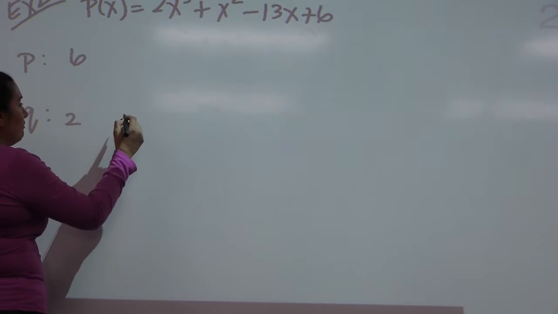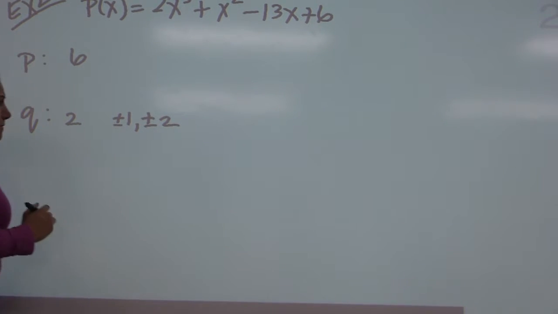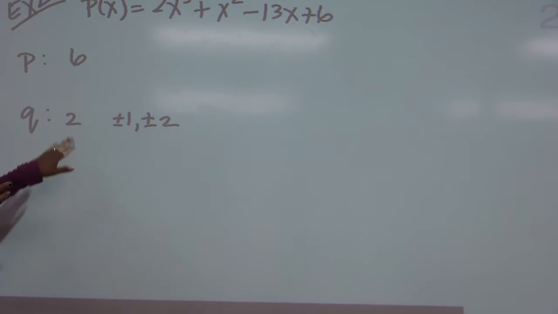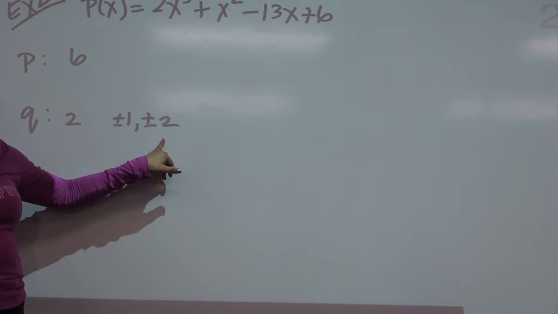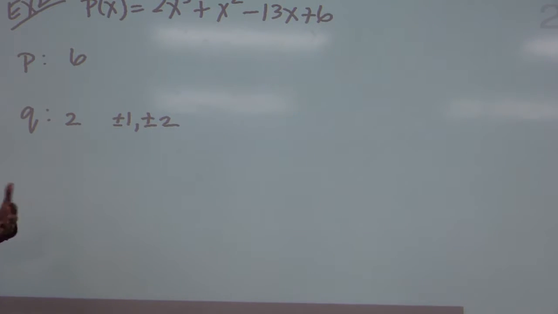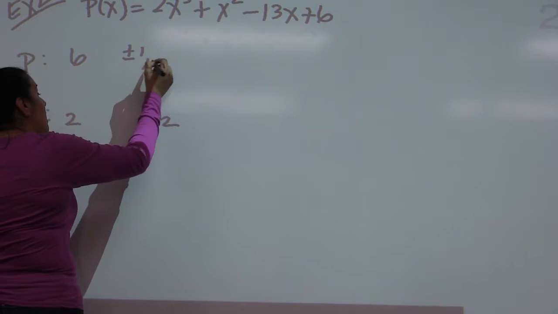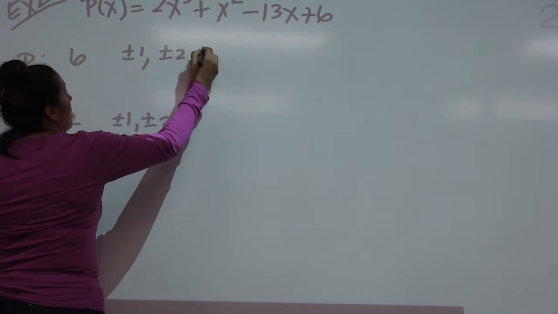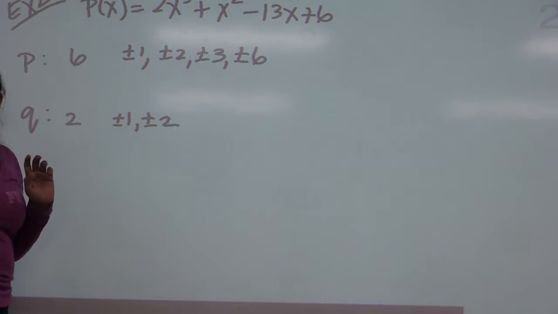So for the 2, your factors are going to be plus or minus 1 and plus or minus 2. Because you could also get a positive 2 by going negative 1 times negative 2 is positive 2. So we have to include the negative options as well. For 6, you're going to have plus or minus 1, plus or minus 2, plus or minus 3, and plus or minus 6. Right? Right.